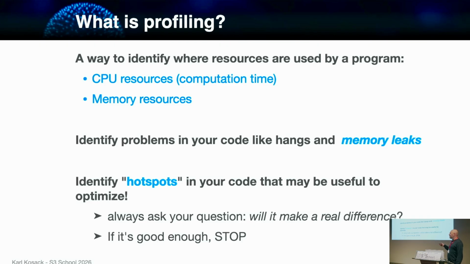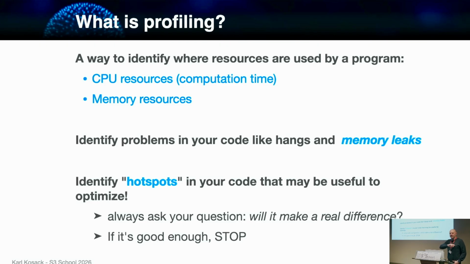And they both can lead to slowness, but the memory especially can lead to your program crashing or just not working optimally because you run out of RAM and it has to swap to disk or something like that. This also allows you to identify very specific things like memory leaks. I'll explain what those are later on. But mainly to identify hotspots in your code that might be useful to optimize.